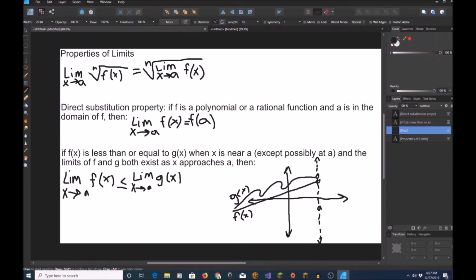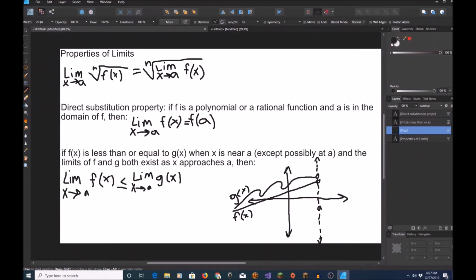And then we get to the direct substitution property, which says if f is a polynomial or a rational function and a is in the domain of f, then you can just substitute that a value into that f of x function. So for example, let's say you're trying to find the limit as x approaches 2 of x plus 2. X plus 2 is a polynomial function. It's a first degree polynomial.